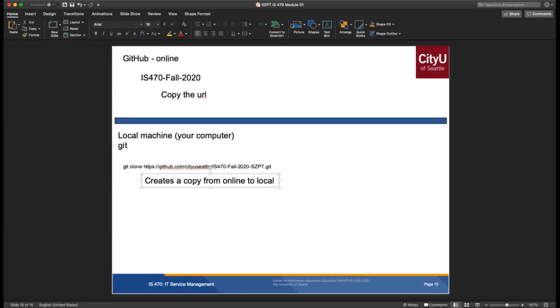And then the next command that we would do is we change directory to the project folder, which is this command.